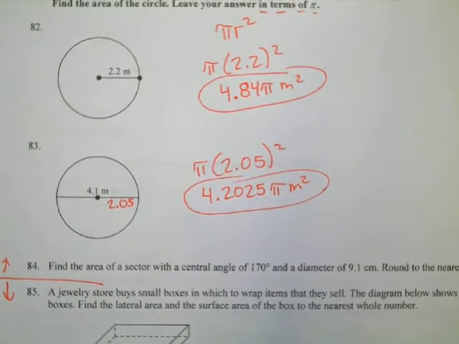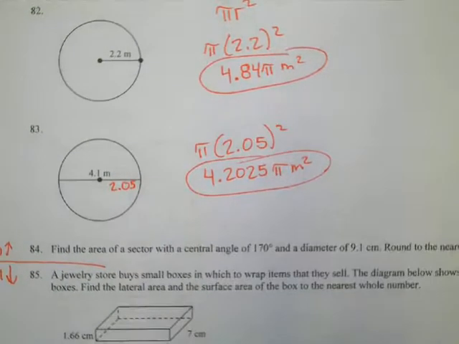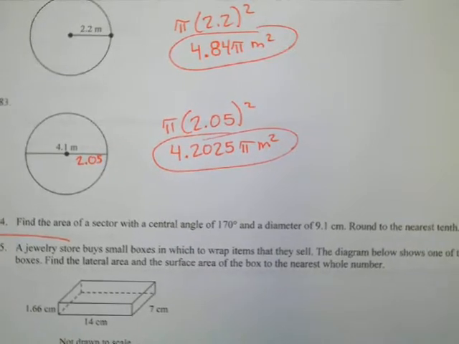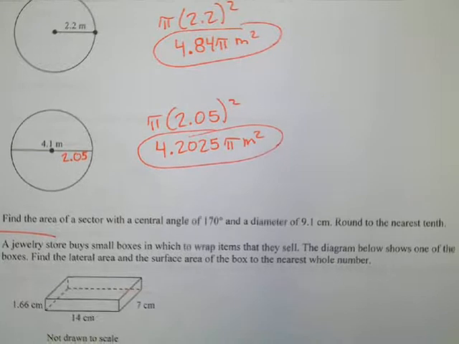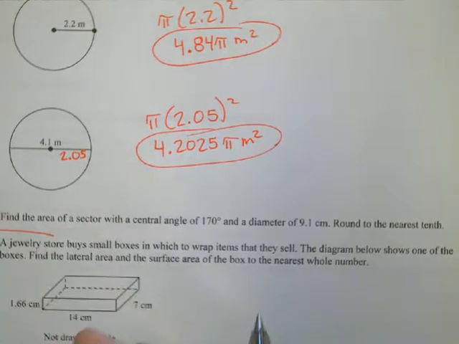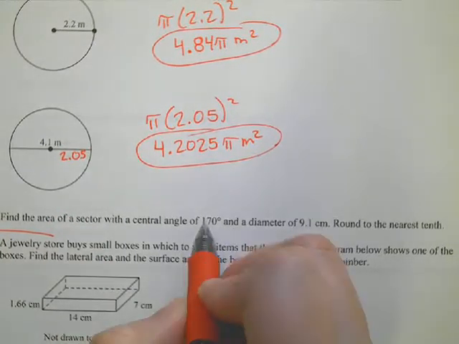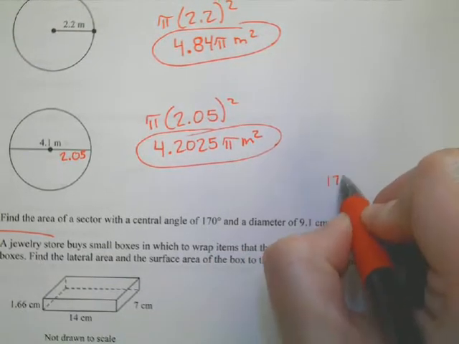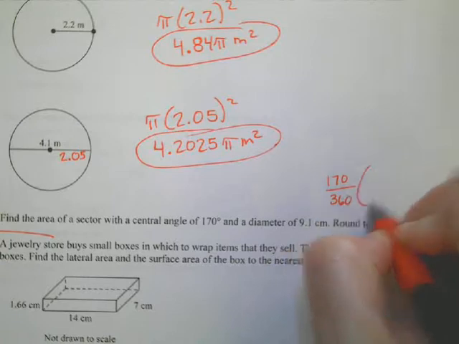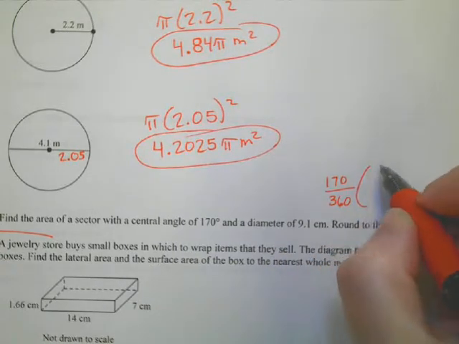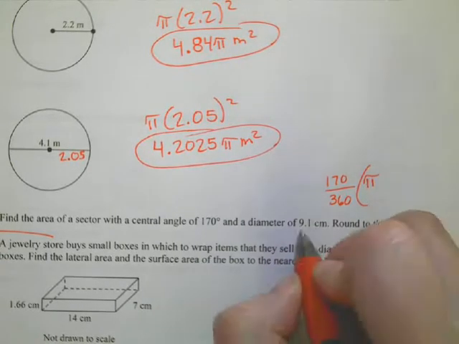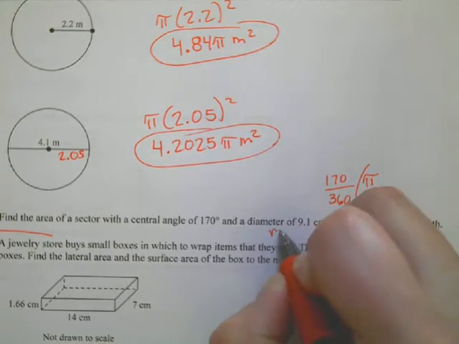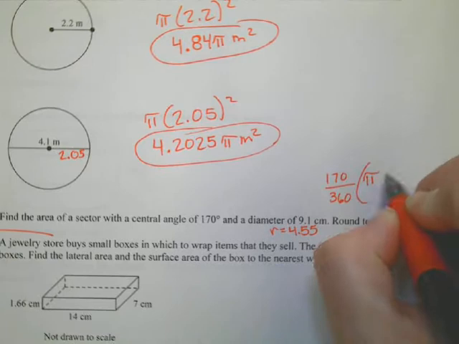Alright, 84 wants the area of a sector with a central angle of 170 degrees and a diameter of 9.1. A sector is a portion of the area, a fraction of the area. The fraction is whatever the degree measure is out of 360, so we have 170 degrees out of 360. That's the fraction of the whole circle we're looking for, times the area, which is pi times the radius squared. They give us the diameter of 9.1, so we divide that by 2 to get our radius. Radius equals 4.55, so we have 4.55 squared. It wants us to round to the nearest tenth, so we are going to calculate all of this out.